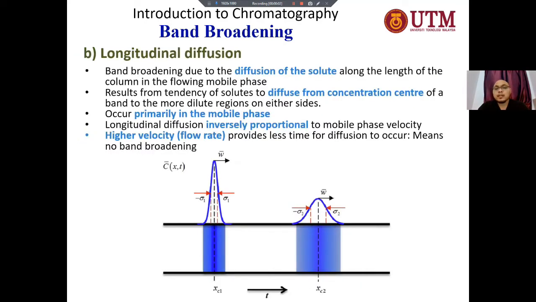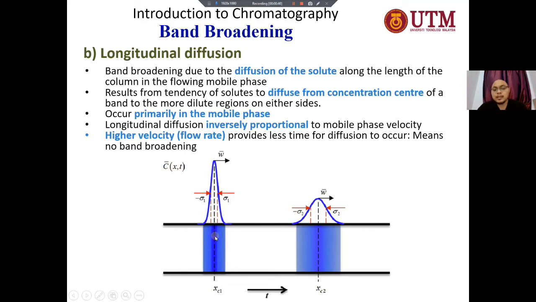Next, let's look at another source of band broadening, which is longitudinal diffusion. Band broadening due to diffusion of solutes along the length of the column in the flowing mobile phase. It results from the tendency of solute to diffuse from the concentrated center of a band to more dilute regions on either side. Longitudinal diffusion is the diffusion of the solute along the length of the column.